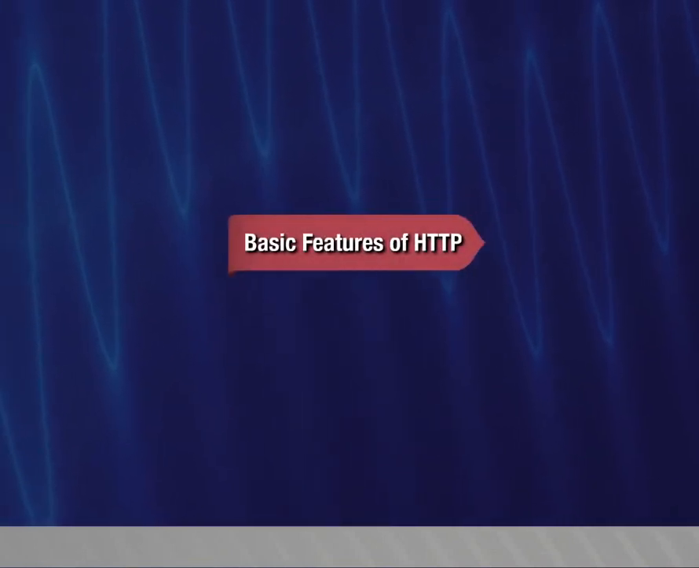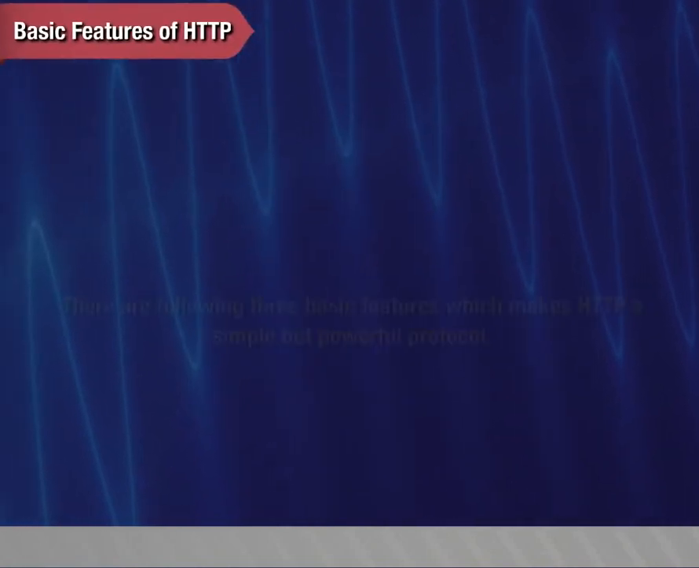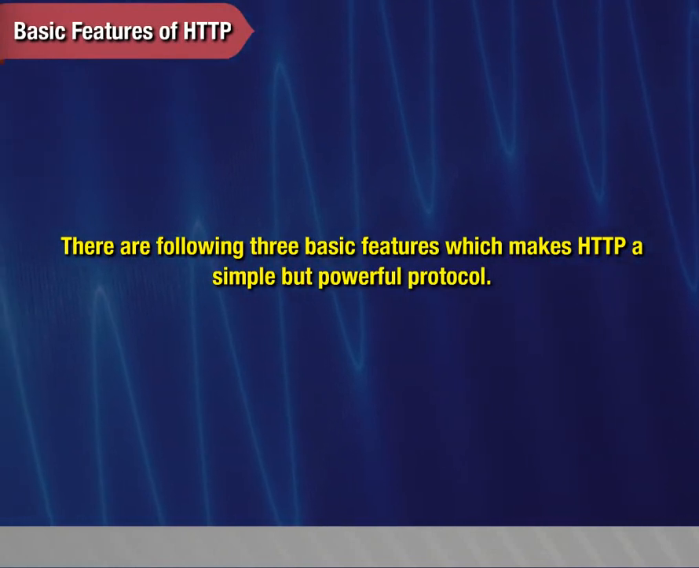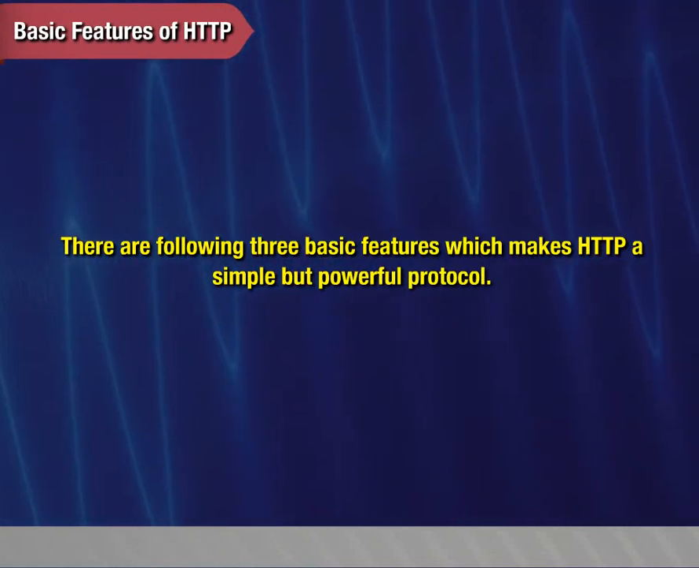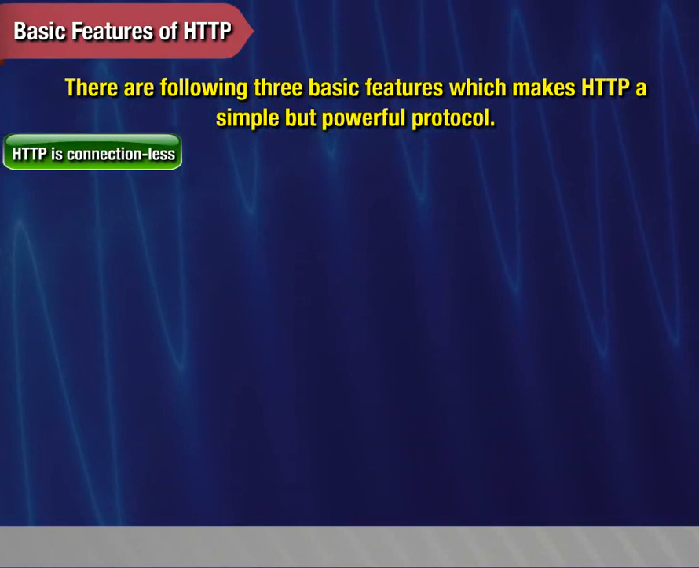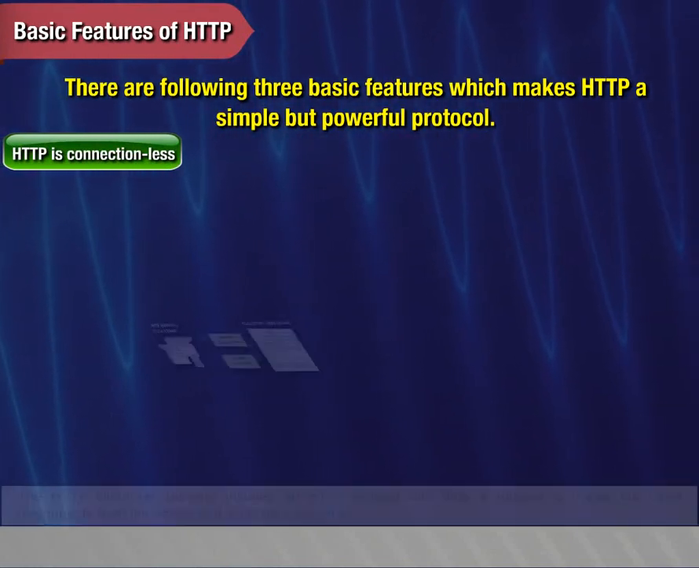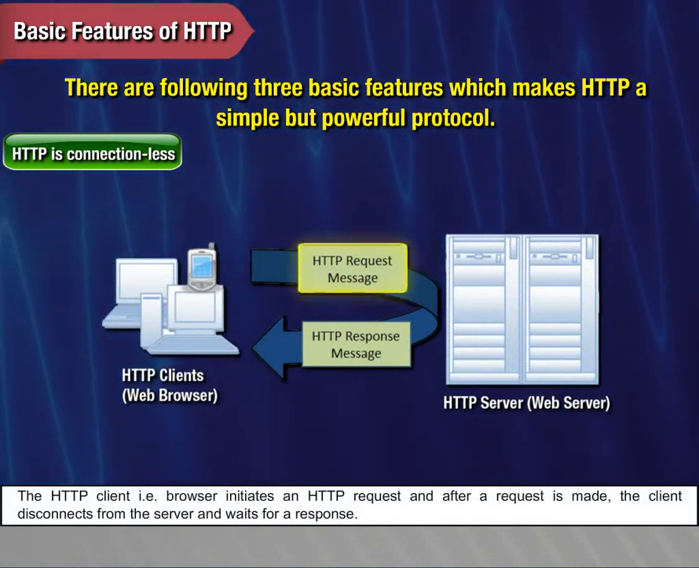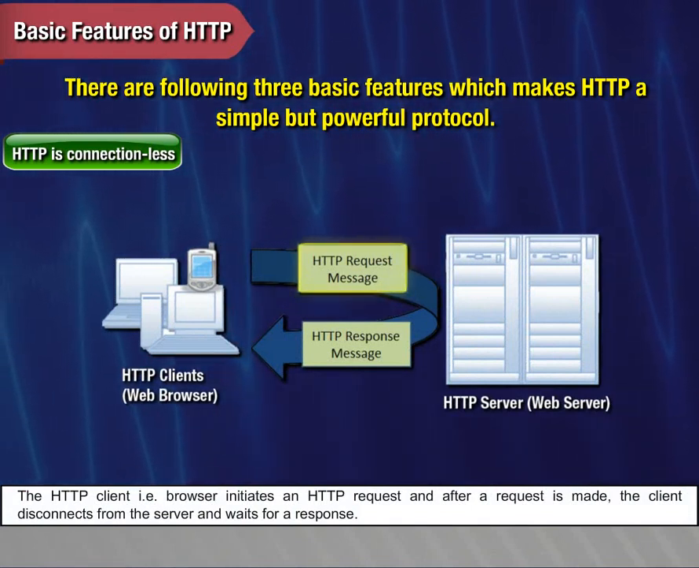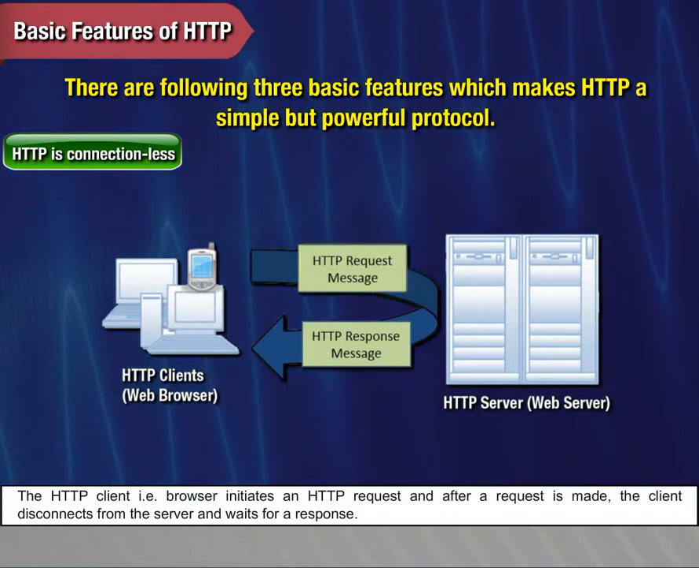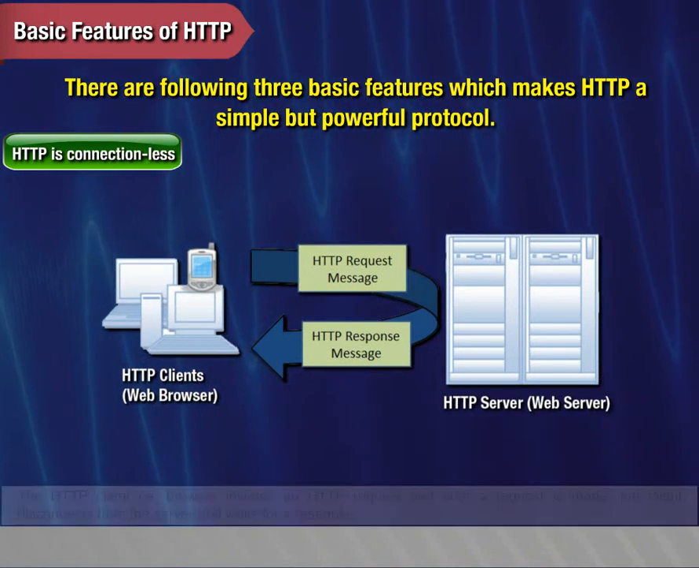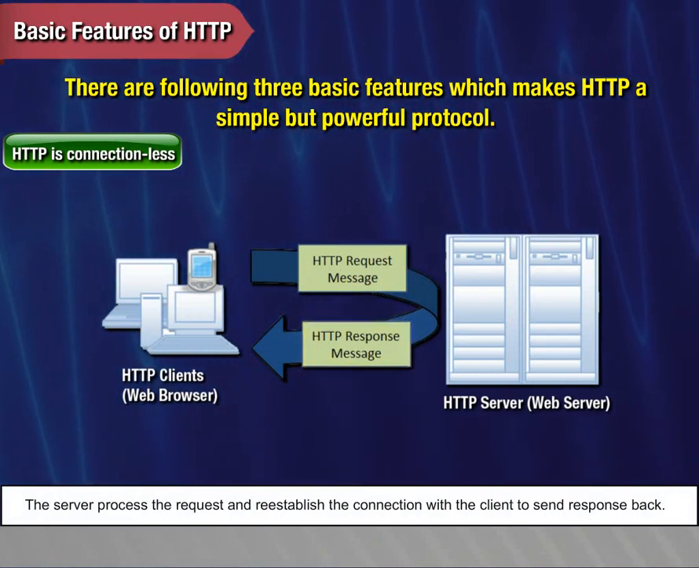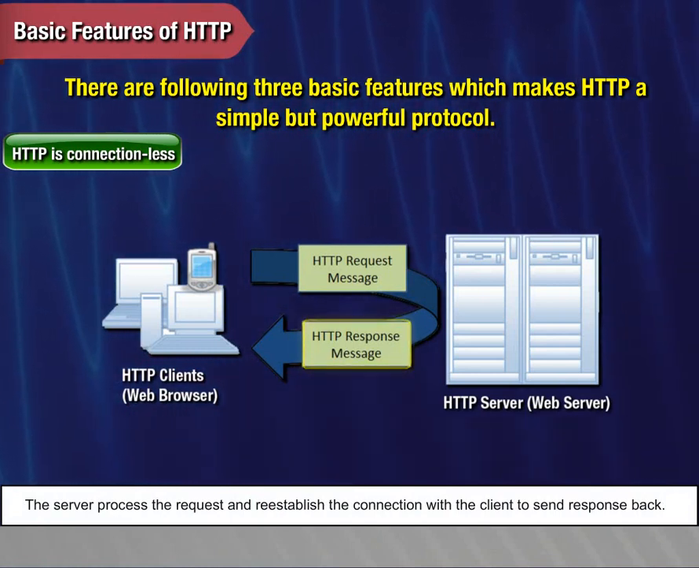Basic features of HTTP. There are the following 3 basic features which make HTTP a simple but powerful protocol. HTTP is connectionless. The HTTP client, that is the browser, initiates an HTTP request, and after a request is made, the client disconnects from the server and waits for a response. The server processes the request and re-establishes the connection with the client to send the response back.